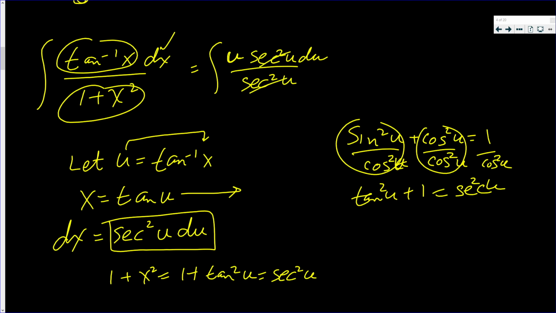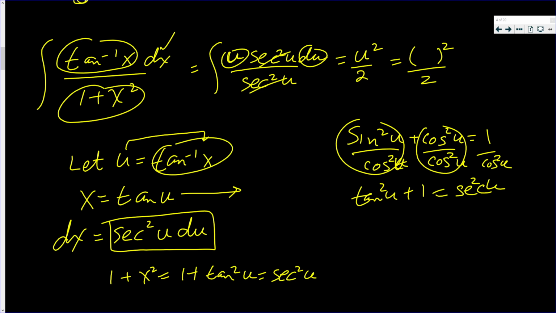Okay, so that cancels out, and what you're going to get is just the integral of u du, which is u squared over 2. So you're going to get u squared over 2. Well, u is arctan of x. So you get the arctan of x squared over 2 plus a constant. That is one way of doing this problem.